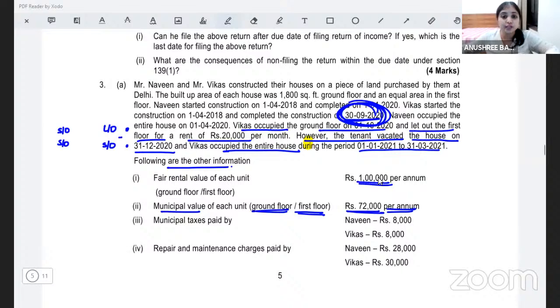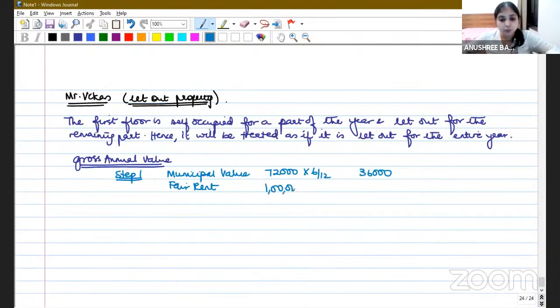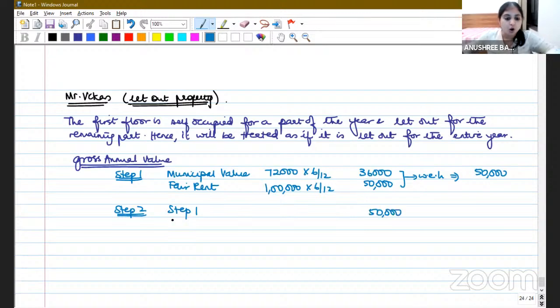Fair rent for each floor is 1 lakh rupees per annum. But we will need only for 6 months. That is 50,000. Out of these two numbers, we pick whichever is higher, and that is 50,000. Then, what is step 2? Step 2 will be the step 1 number, which is 50,000, or standard rent. Now, in the question, have they given a standard rent? No. So, not applicable. Out of these two, we are supposed to pick whichever is lower. Standard rent is not applicable, so we will stick to 50,000 itself.